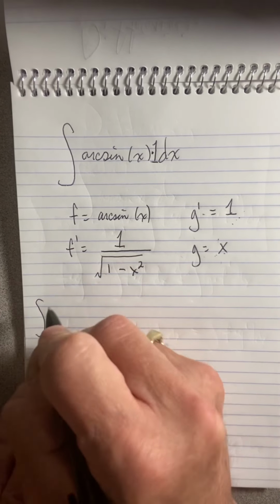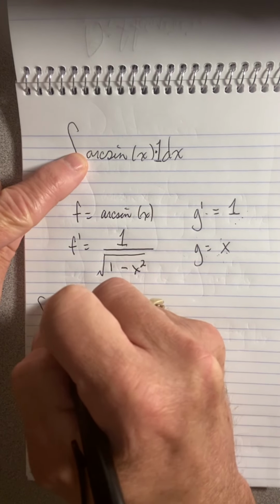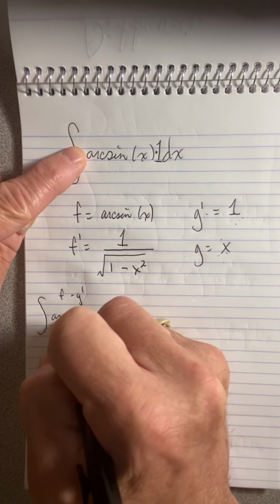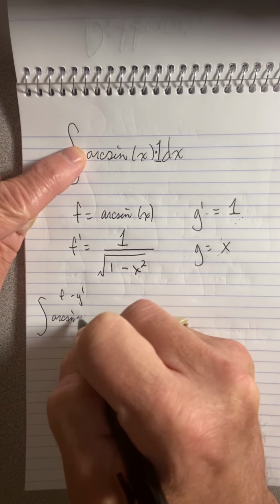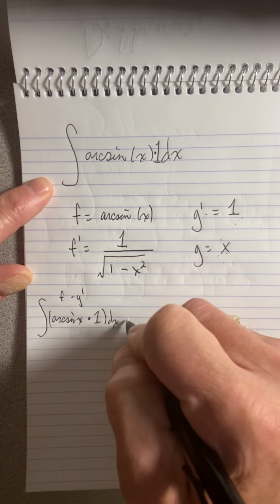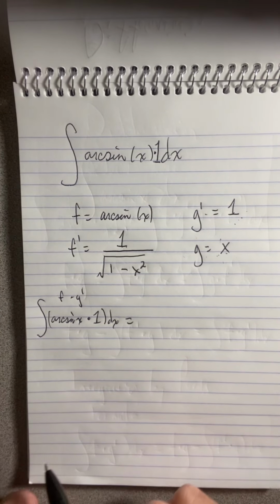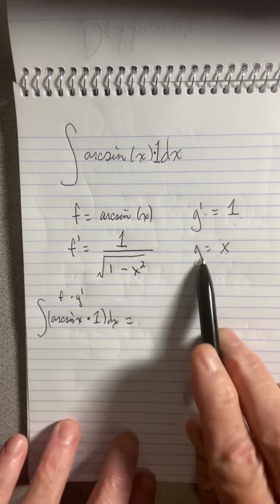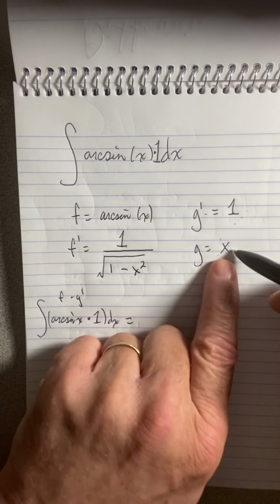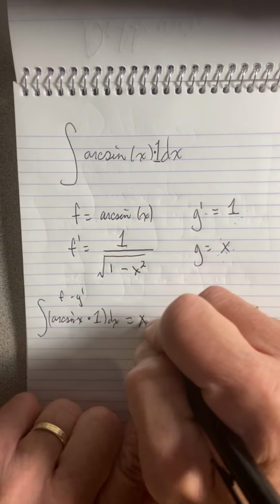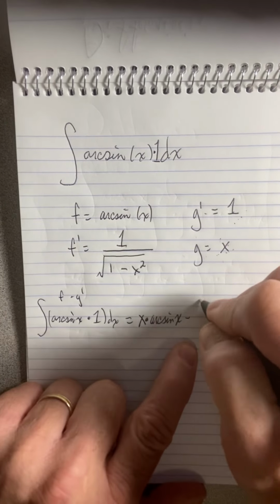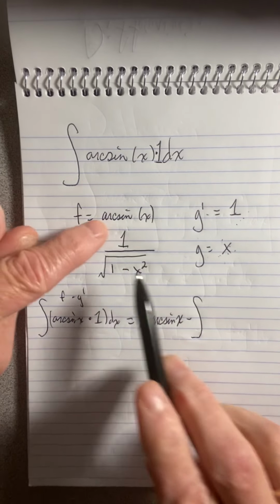So the parts formula says, thinking of this one as there's supposed to be an f and there's supposed to be a g prime, and I'm thinking of the arc sine as f, and I'm thinking of the g prime as 1, and we're integrating that with respect to x, and it equals f times g. Well, I'm going to put it in the other order. I'm going to go g times f because it's more polite to put the x in front. So I'm going to have x times the arc sine of x minus the integration of f prime times g.